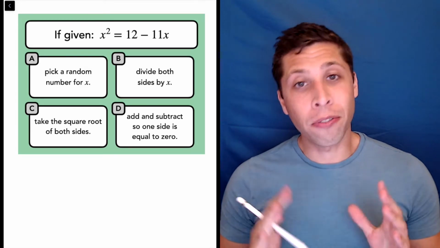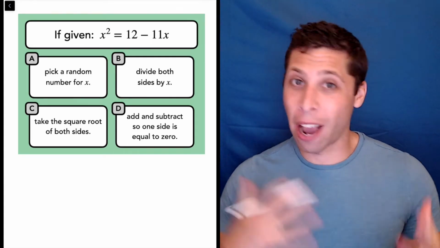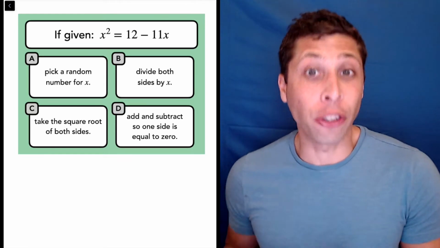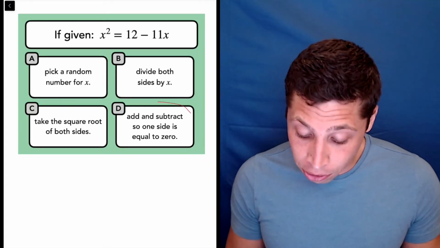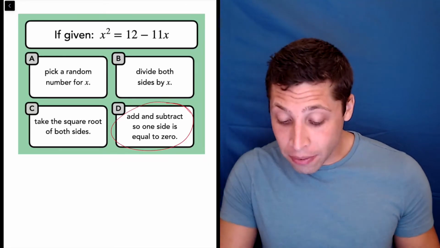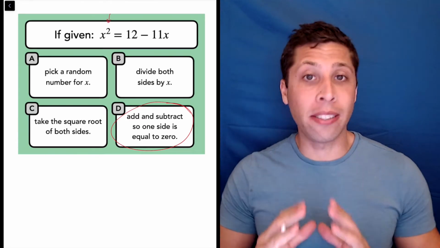Quadratic equations are the first time in algebra that we tend to encounter this kind of weird, counterintuitive way of solving things. The answer here is D. Whenever we have an x squared, our algebra instinct changes.